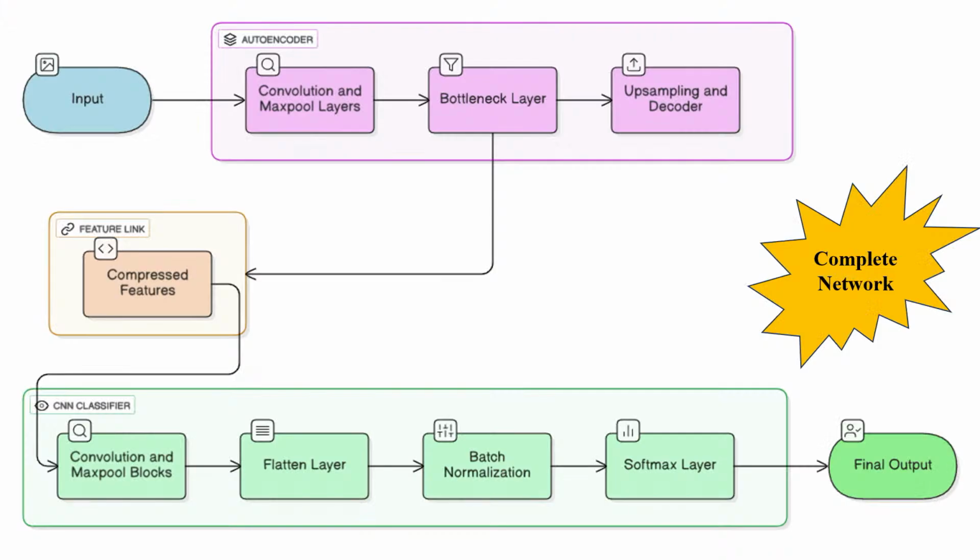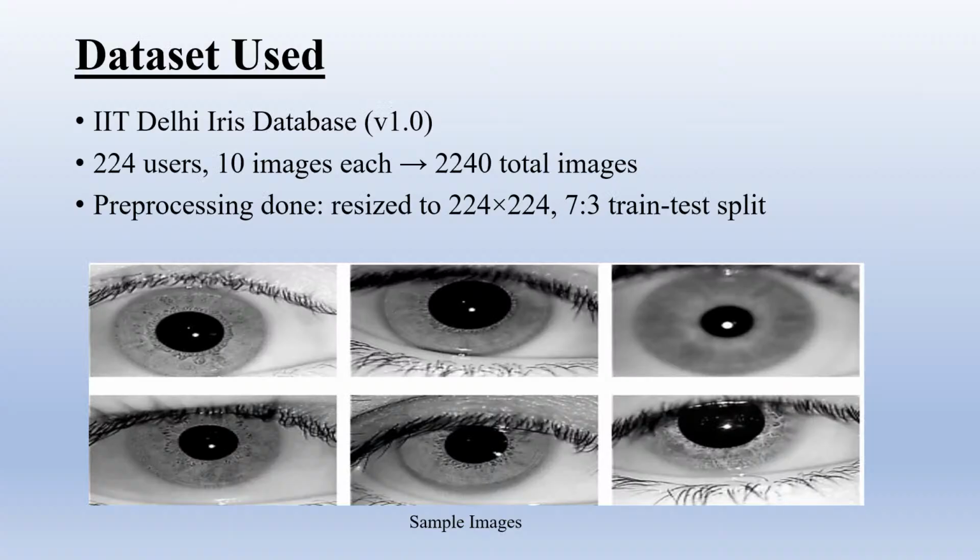This is the complete network, where I combined both the diagrams. The dataset I used is the IIT Delhi Iris Database version 1. It has 2,240 images in total, which I pre-processed. I resized the images to 224 by 224 and then split the data in a 70:30 ratio, 70% of the data for training and 30% for testing.